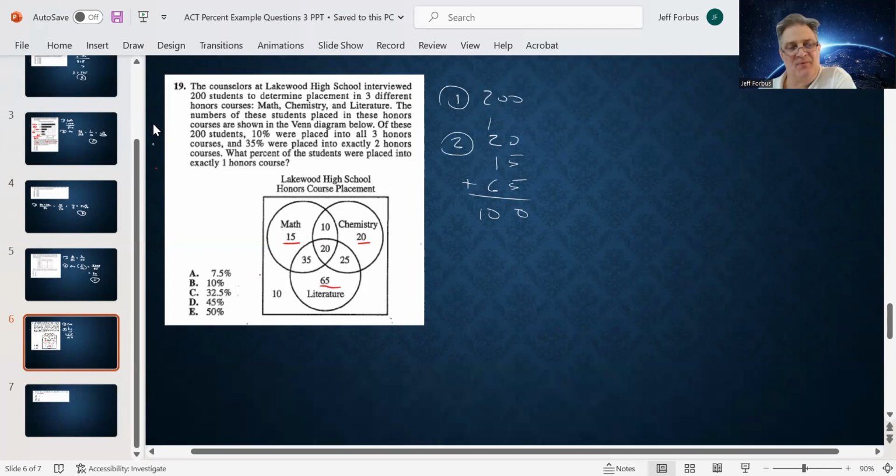The question says, what percent of the students were placed into exactly 1 honors course? Well, you have a total of 200, and you know 100 are in 1 course. So that's going to be 100 out of 200. And you can cancel both your zeros, and you end up with 1/2 or 50%. And that's going to be answer choice E.